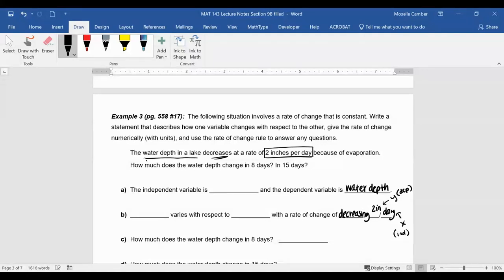And we just have to figure out what my independent is. Well, the independent is measured in days. And well, what do we measure in days? We measure time. Specifically, it's going to be the amount of time from when you first started measuring. So the independent is time and dependent is water depth.